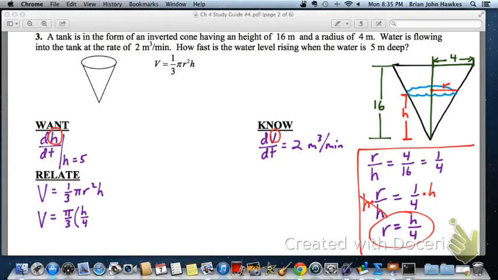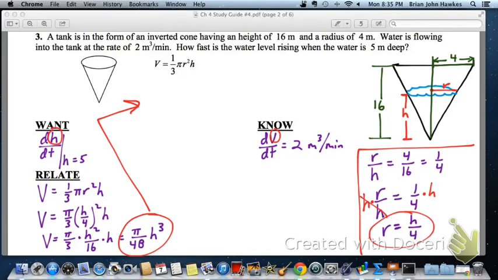So r is h over 4, but don't forget we have to square that, and then that gets multiplied by the h. So we're really going to be able to conveniently express our volume in terms of just h, and then we can differentiate. So we have pi over 3 times h squared over 16, multiply that by h, and let's clean it up even further. Let's write this as pi over 48 multiplied by h cubed. Okay, so that's a really convenient expression for the volume of our cone.